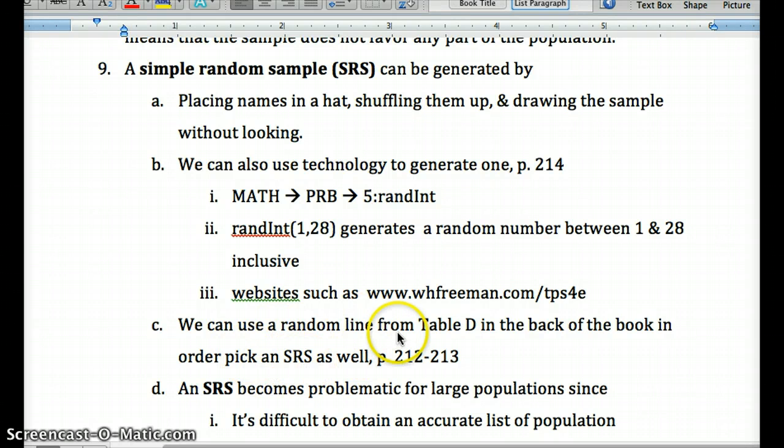A third option is using a random line from table D. So pause, open the back of your book, look at table D, and look at picking an SRS on page 212 to 213 using table D. So table D is a random digits line. We're going to go over in class how to do this a little bit, but get familiar with the example on 212 to 213. So if you have questions, you can come with them to class.